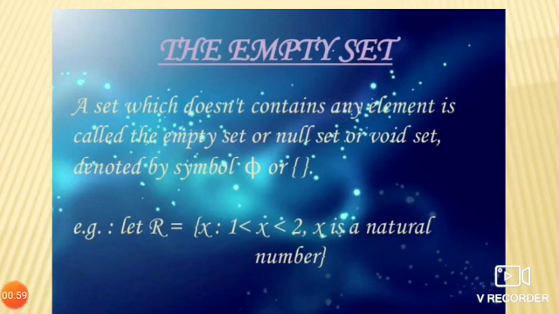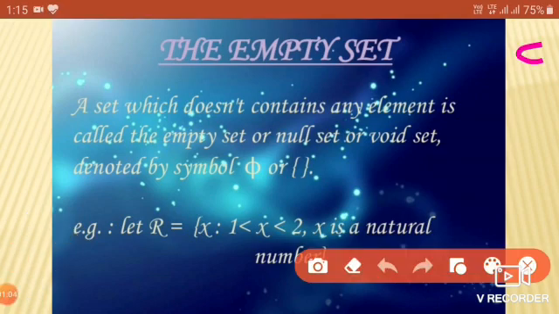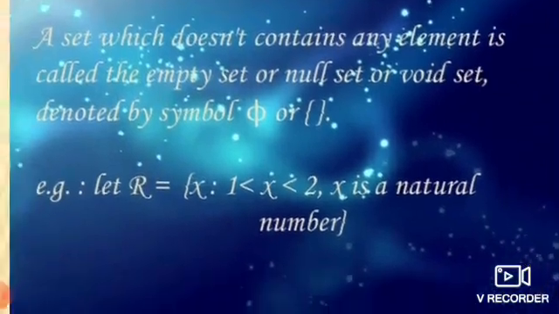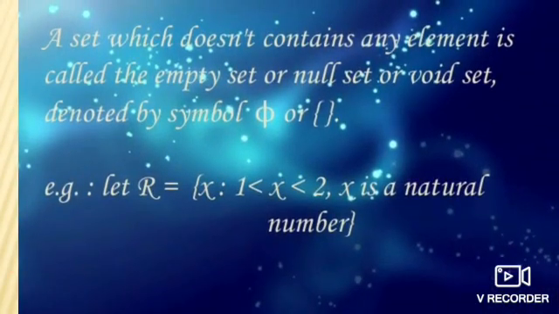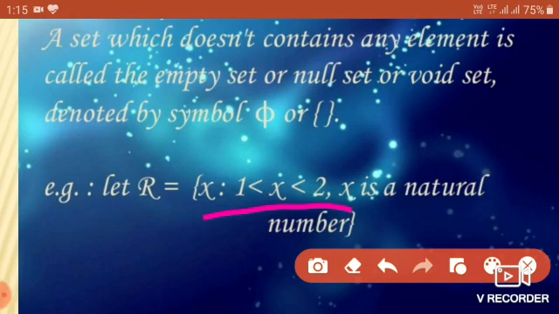Now we use the symbol phi for empty set. We will denote it by phi, or we can use flower bracket also. These two symbols represent the empty set. Now here we can find an example. Let R is equal to {x such that 1 less than x less than 2, x is a natural number}. So in between 1 and 2, is there any natural number? No, is it? So this is an empty set.